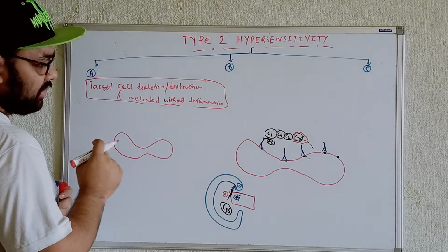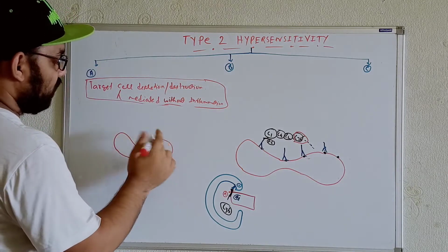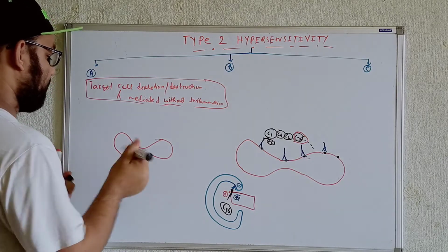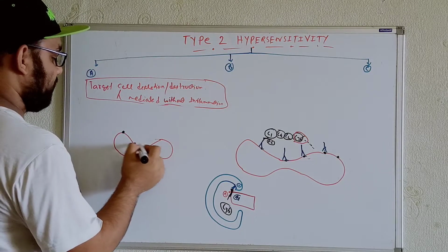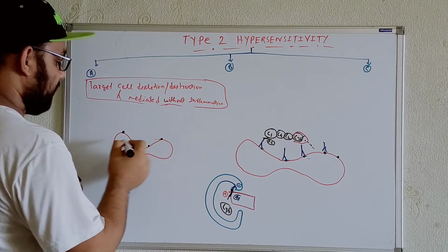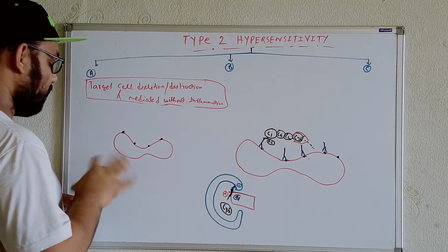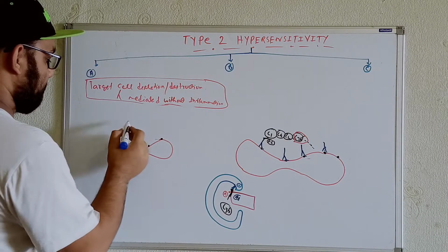Now in this case try to understand. We'll get the surface antigens. Now against the surface antigens we'll get the production of autoantibodies.